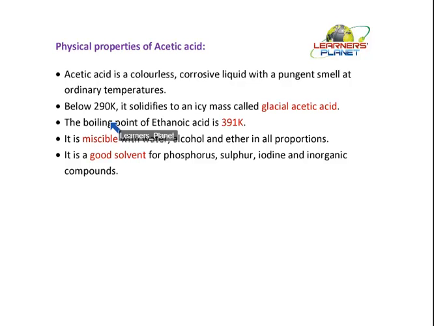The boiling point of ethanoic acid is 391 Kelvin. The boiling point of water is how many Kelvins? It is 373 Kelvin, that is 100 degrees centigrade. And the boiling point of ethanoic acid is 391 Kelvin. It is miscible with water, alcohol and ether in all proportions. So it can easily dissolve in water, alcohol as well as in ethers.